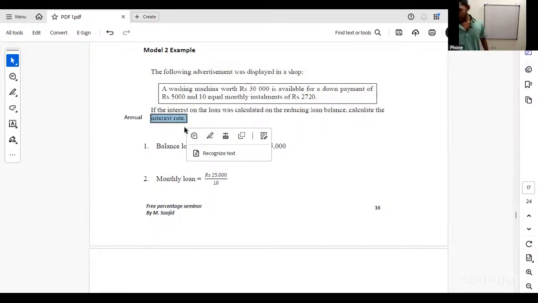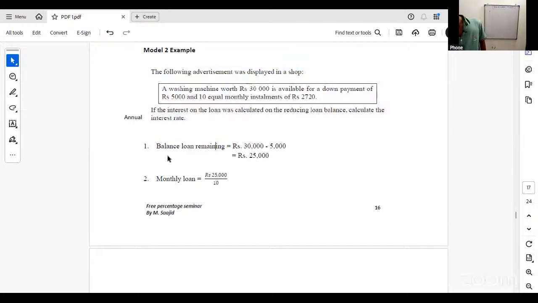Again, the price of the washing machine is 30,000. Then you have to follow the model. This belongs to model number 2. Let's follow the steps. First one is the balance loan remaining. The first two steps are common, I said. So first one is the balance loan remaining.